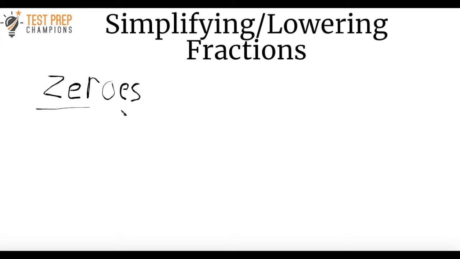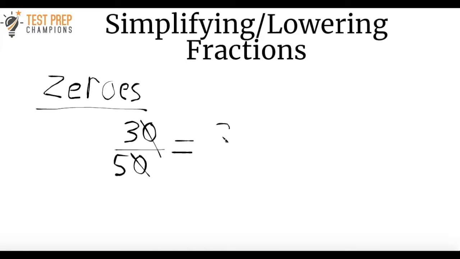So imagine if we had an example problem like this, 30 over 50, and I told you to simplify this. Simplifying and lowering are really two words for the same thing. So whenever you need to simplify or lower the fraction, I'm going to use those words interchangeably throughout the lesson. You can cancel an equal number of zeros from both the top and the bottom numbers in the fraction. So we have 30 over 50, so we can cancel out a zero from both of these. This is a really simple way to lower fractions when you've got zeros.